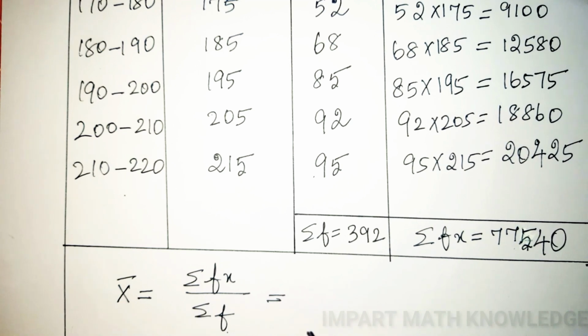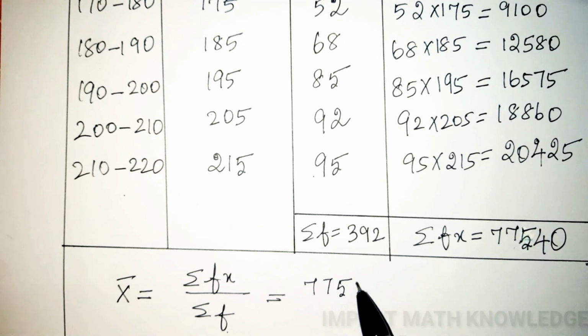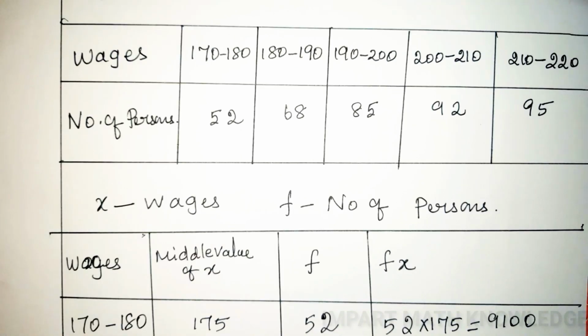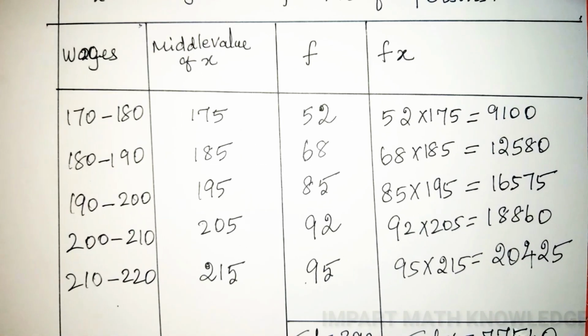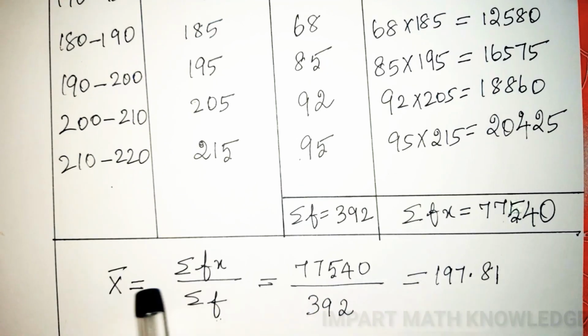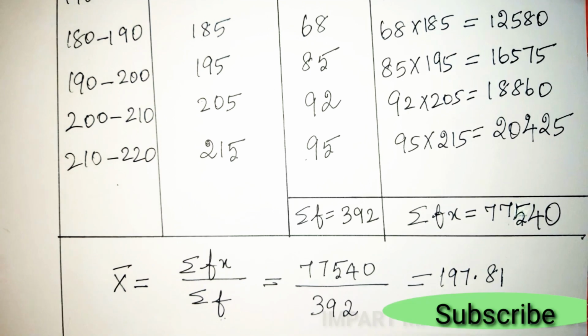Here sigma fx is 77,540. Sigma f is 392. So the arithmetic mean is 197.81. If the given problem is continuous, we have to take the middle value of x and multiply the x value with f. After that you have to find the total frequency and sigma fx. Finally you substitute all the values in the formula and you will get the average. Here the average wage is 197.81.